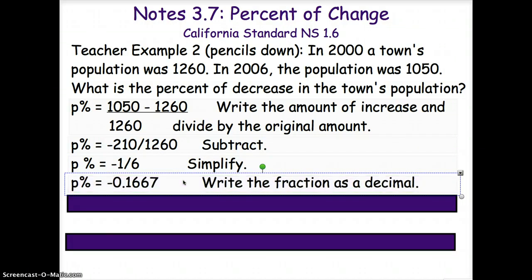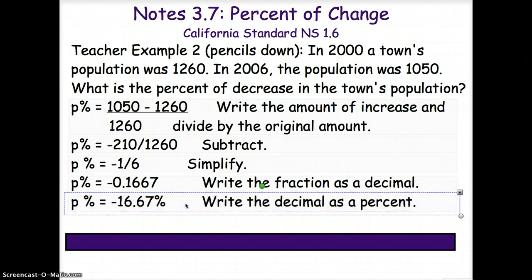Then we can turn into a decimal by dividing. Remember, this says negative 1 over 6, which is the same thing as saying negative 1 divided by 6. Denominator, as you know, goes on the outside of the division sign. Numerator goes on the inside, and we'll end up here. And we still have our negative. Now, we've turned our decimal into a percent.